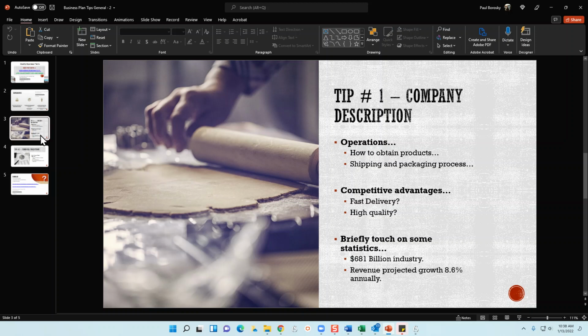That's a lot of money. People are selling a lot of products in e-commerce, and it's growing at an above average pace. So when you're writing your e-commerce business plan, make sure to include these two. Make sure to include statistics. It doesn't have to be these two, but make sure to at least include some statistics.